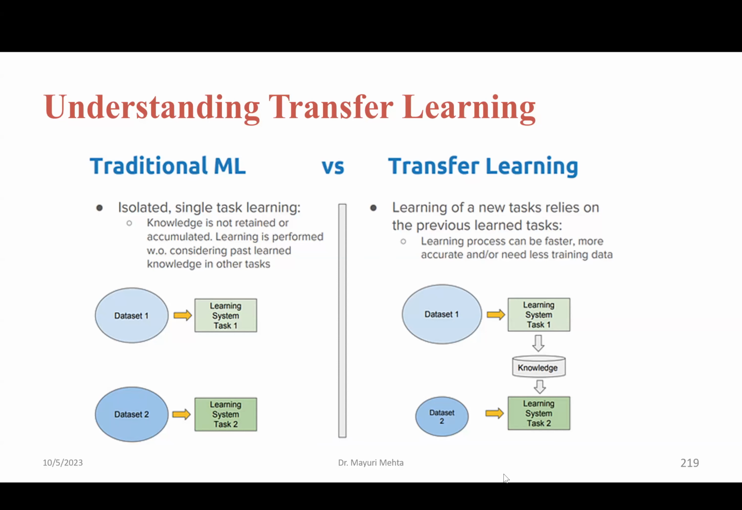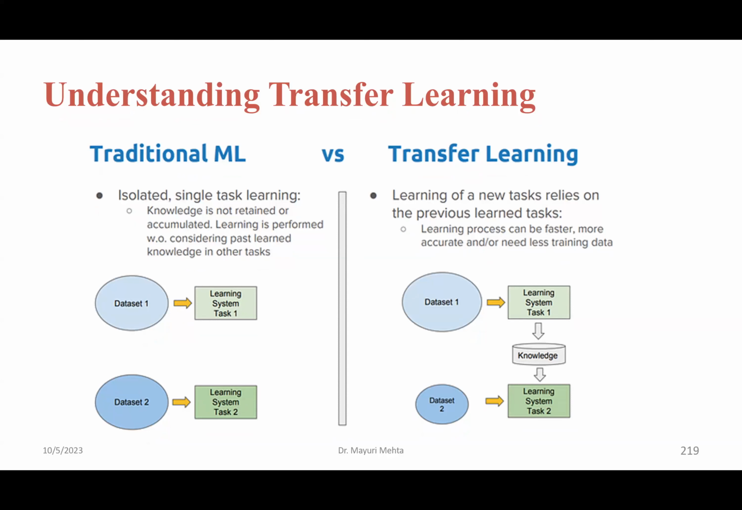Okay. Now, let us understand what exactly transfer learning is. As you can see, this figure shows the difference between traditional ML and the transfer learning concept. We discussed that traditional machine learning is isolated single task learning. Here you can see data set 1, learning system task 1, data set 2, learning system task 2, and so on. So knowledge is not retained here. Please understand this. The knowledge gained by a machine learning or deep learning model is not retained or accumulated. So learning is performed without considering past learned knowledge in other tasks. So that is traditional machine learning.